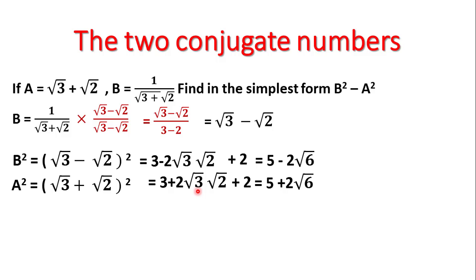I want b power 2 minus a power 2. Okay, b power 2 minus a power 2. Here we have b power 2, 5 minus 2 root 6 minus a power 2. I'll change the sign, so negative 5 minus 2 root 6. Now I can simplify. Here we have 5 minus 5 is 0. We have negative 4 root 6. So the result here is negative 4 root 6.